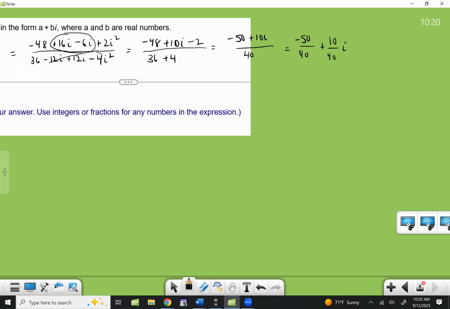So if we divide by 10 to both the top and the bottom on this fraction, or in other words, cancel out the zeros, we get -5/4. And if we divide by 10 here, or cross off the zeros, we're going to get 1/4. So now we have it in a plus bi form, so we can go type it in.